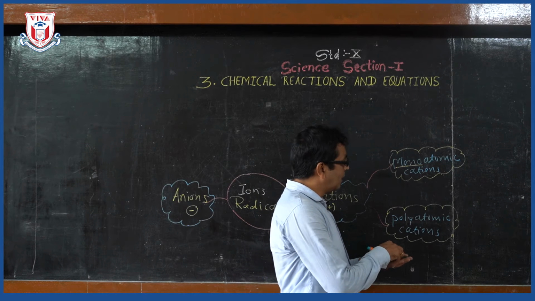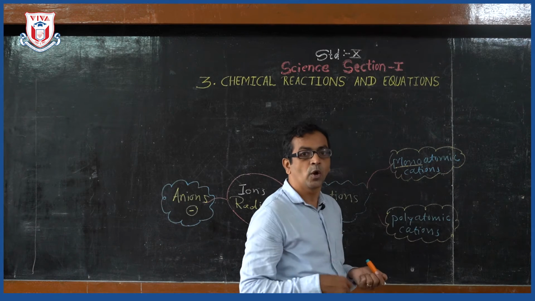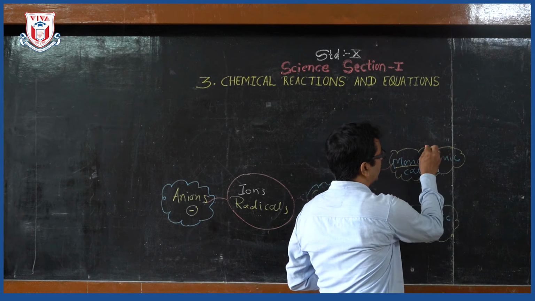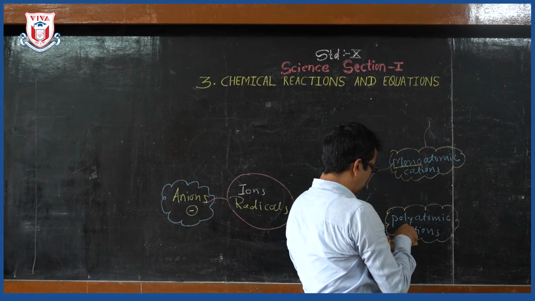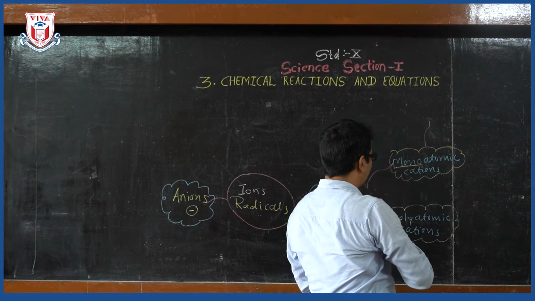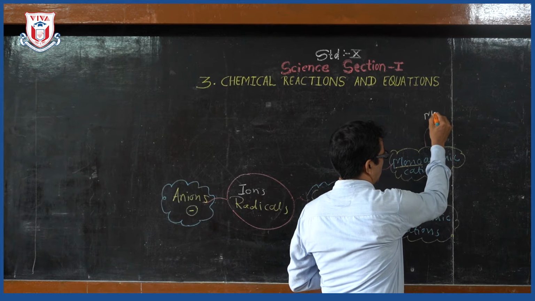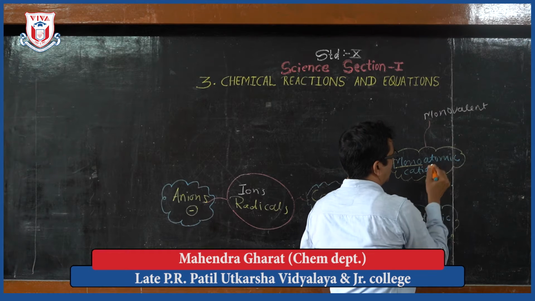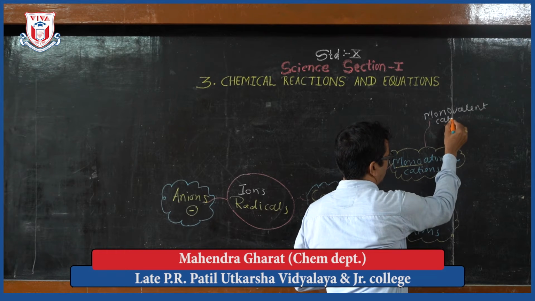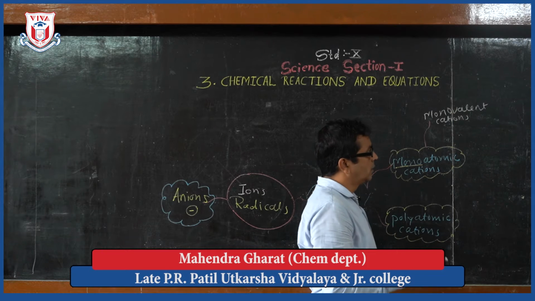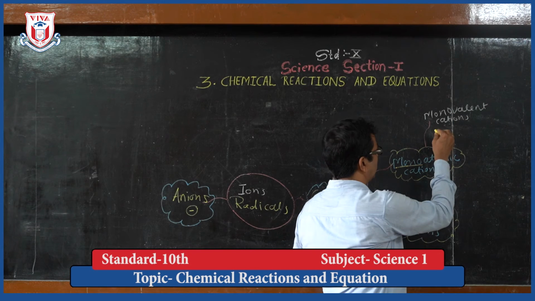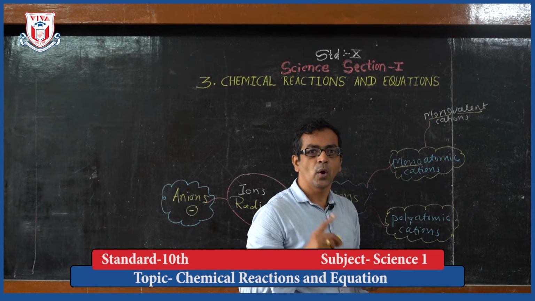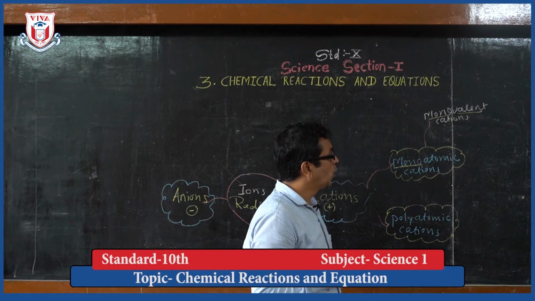Now again, these monoatomic cations, depending upon the valency, are classified into three types. Number one is monovalent cations. Mono means one, valent means valency. A cation having one valency is called monovalent.